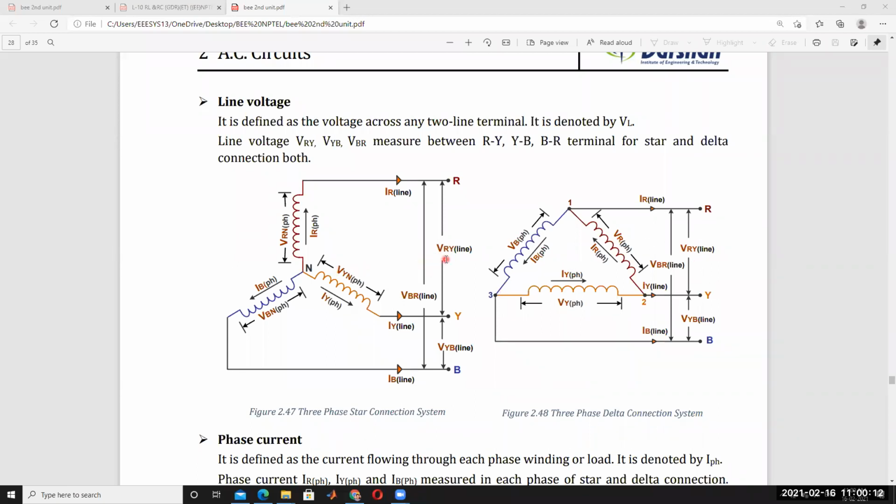For a star connected system, line voltage is not equal to the phase voltages. Here the line voltage is nothing but between R and Y, but the phase voltage is nothing but the voltage here. That's why phase voltage and line voltage are different.